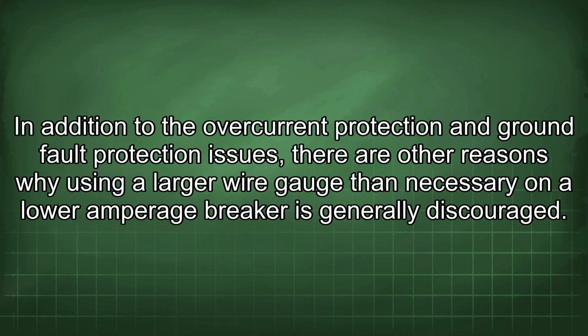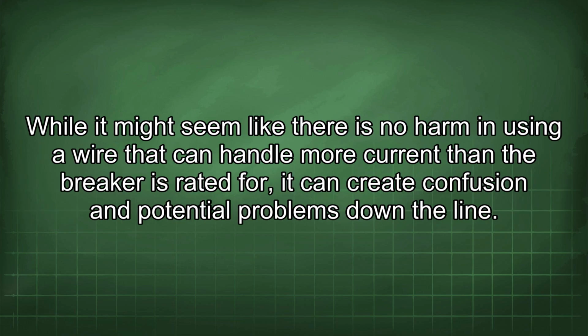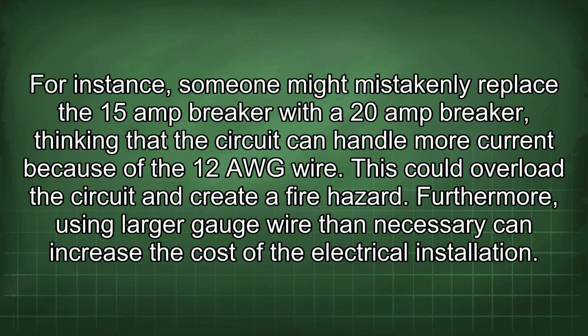In addition to the overcurrent protection and ground fault protection issues, there are other reasons why using a larger wire gauge than necessary on a lower amperage breaker is generally discouraged. While it might seem like there is no harm in using a wire that can handle more current than the breaker is rated for, it can create confusion and potential problems down the line. For instance, someone might mistakenly replace the 15 amp breaker with a 20 amp breaker, thinking that the circuit can handle more current because of the 12 AWG wire. This could overload the circuit and create a fire hazard.